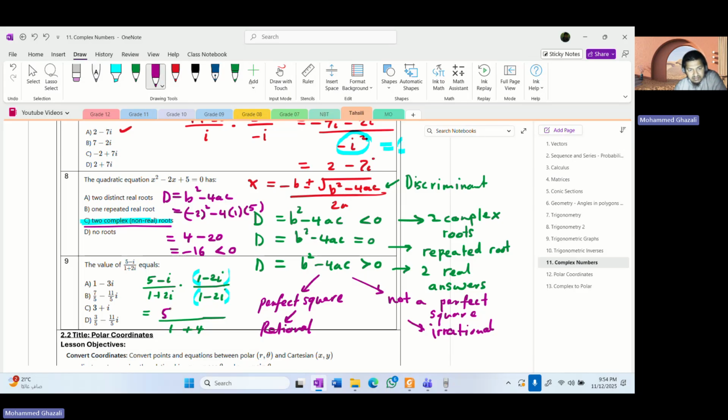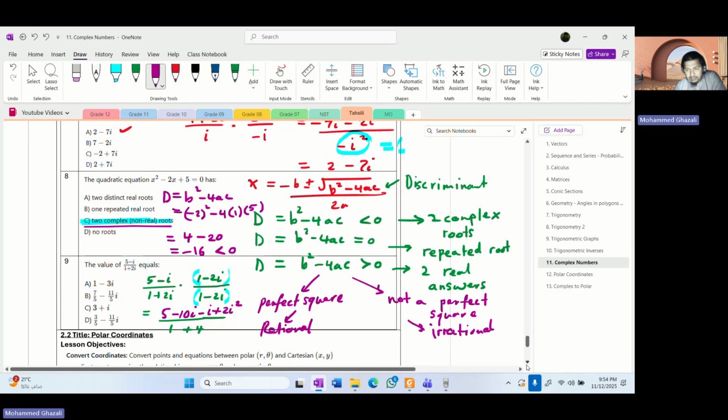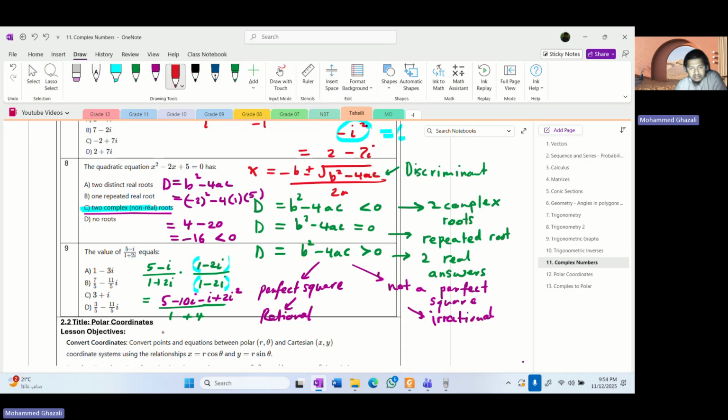So 5 times 1 is 5. 5 times minus 2i is minus 10i. Minus i times 1 is minus i. Plus 2i squared. Now remember, 2i squared is negative 2. So 5 minus 2 is 3. Negative 10i minus i is minus 11i, and over 5. So this is over 5 and that is over 5. So 3 over 5 minus 11i over 5.